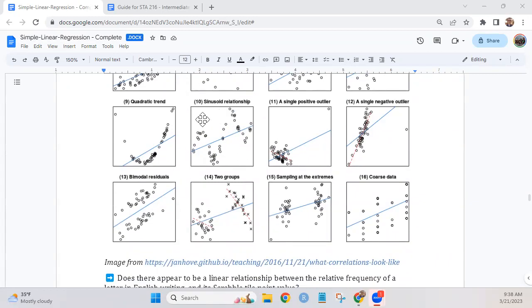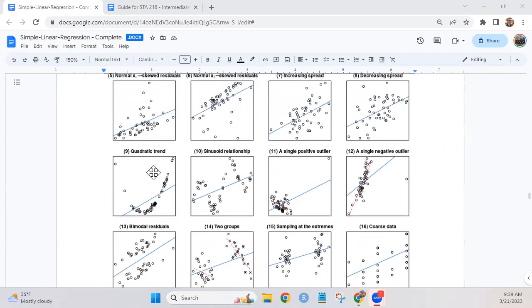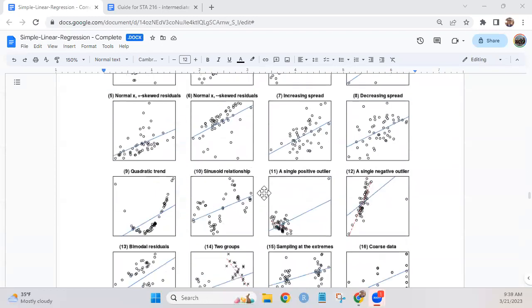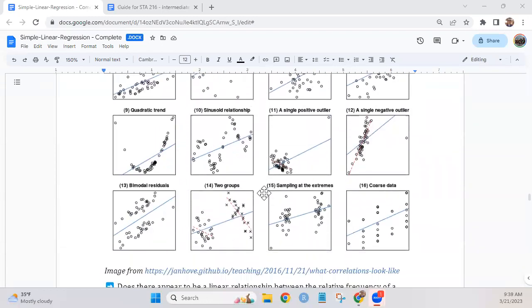Here's one where it says sinusoid, so it's following a sine function relationship. Again, x is actually very predictive of y, but just not in a straight line way. There's so many different issues that this person illustrates in all these plots that are really difficult to spot unless you plot the data. So it's always good to have a scatter plot.